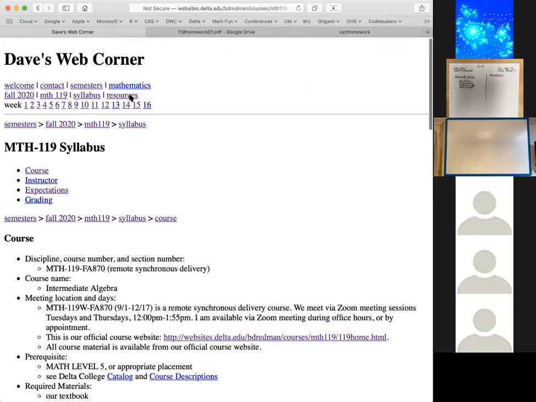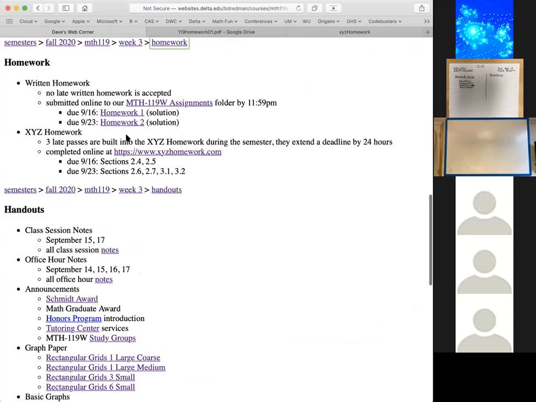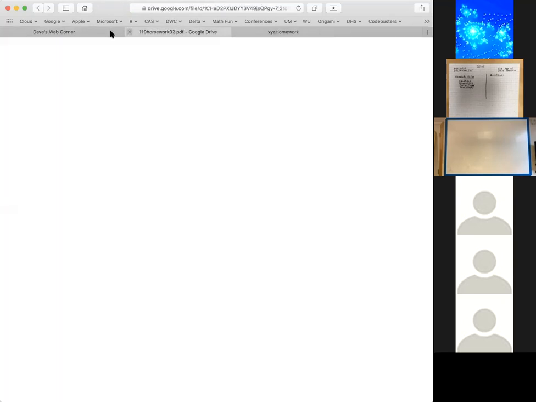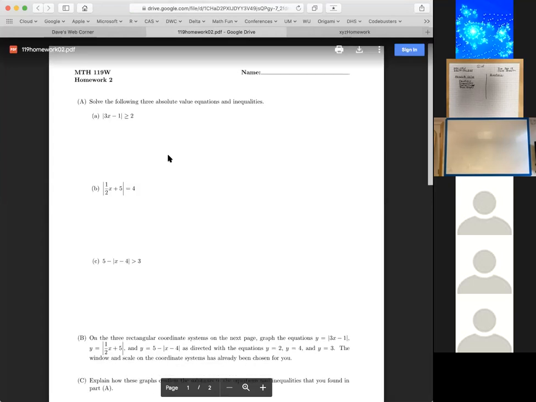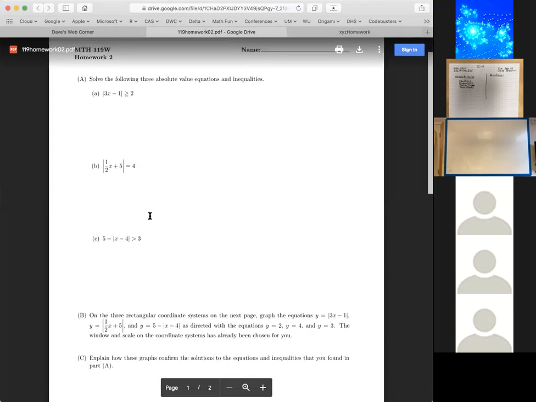Okay, back to week 3, back to homework. So you got the written homework, the XYZ homework, and then you got next week's homework previewed here. Here's homework number 2. You can start working on it, and I'll show it after it uploads. There it is. It has to do with the things we're going to do right now: absolute value, equations, and inequalities.